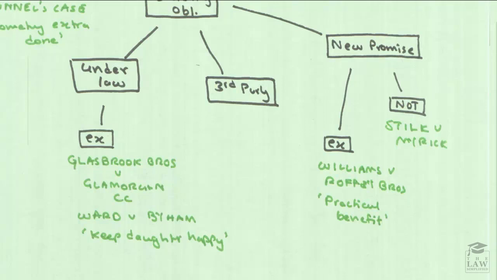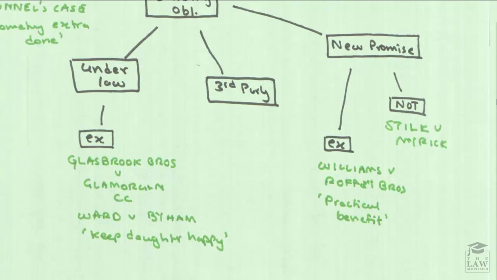Now, contrary to this, an extension to Stilk and Myrick, which is still good law, was found in Williams and Roffey Brothers. Now, the operative word that the court emphasized in relation to a new promise, in relation to an existing obligation, was practical benefit. I'm not going to go into detail in relation to Williams since it's elucidated quite vividly in the case summaries, which is a PDF which can be downloaded along with this course.